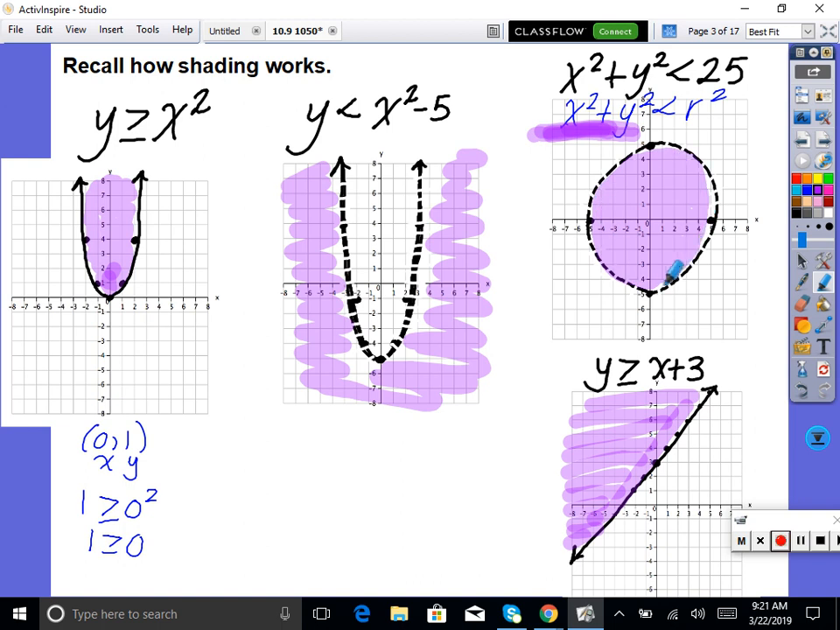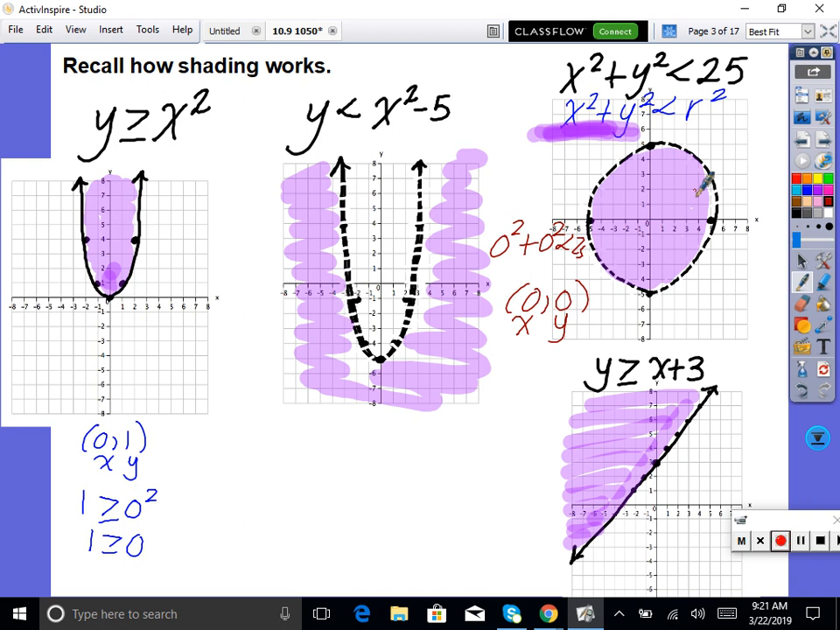Now what if you, once again, were like, I'm not sure? Then go plug in a point. Let's plug in the point 0, 0, x, y. Let's see if that's a true statement. Is 0 squared plus 0 squared less than 25? Yes, so that point was in the solution set. So you're probably shading on the inside then, right?